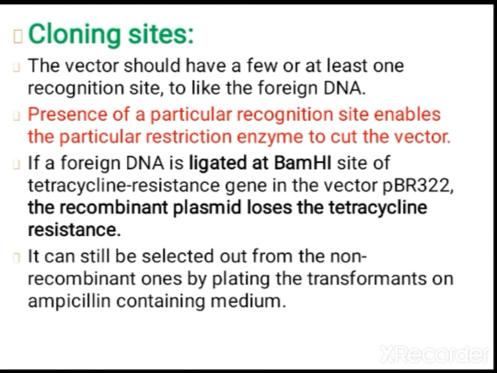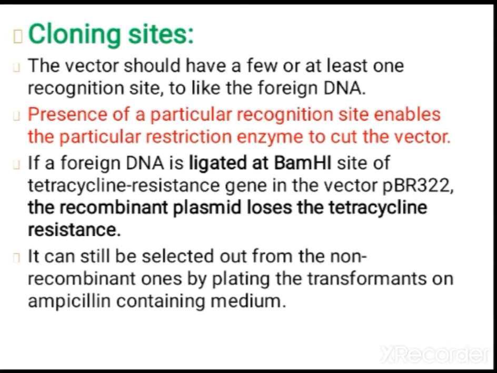So first point, let us study regarding cloning sites. The vector should have a few, or at least one, recognition site to ligate the foreign DNA. Presence of a particular recognition site enables the particular restriction enzyme to cut the vector. If foreign DNA is ligated at the BamHI site of the tetracycline resistance gene in the vector pBR322, the recombinant plasmid loses the tetracycline resistance.